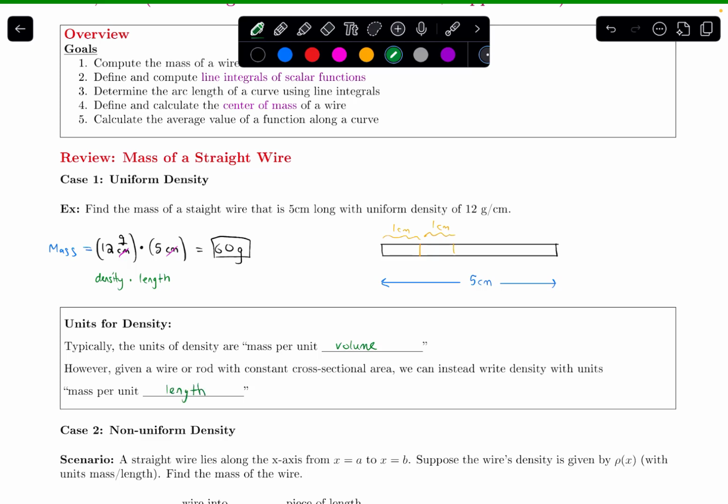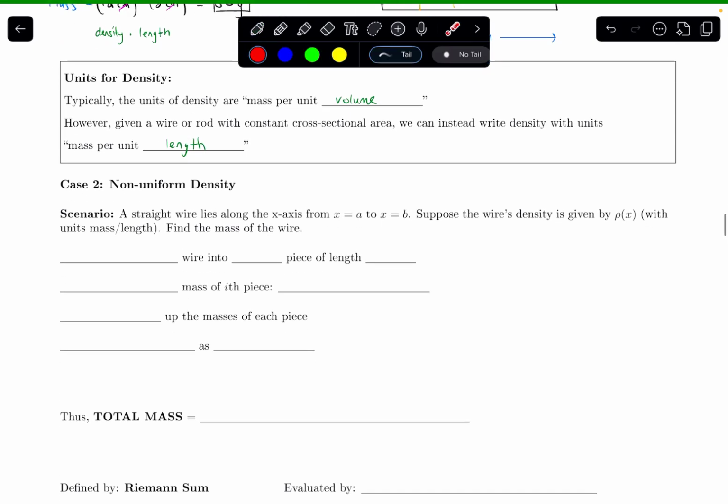Okay, so now let's talk about the more interesting case, which is what if we have a non-uniform density? So let's say that there's a straight wire that lies along the x-axis from the point when x is A to where x is B, and that the wire's density is given by this function rho of x. So this symbol that kind of looks like a P but slightly slanted, this is the Greek letter rho. So that represents my density function. And the units are mass on top and then units of length on the bottom. My goal is to find the mass of the wire.